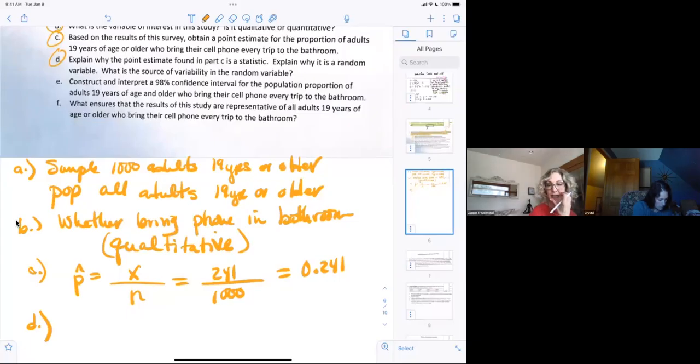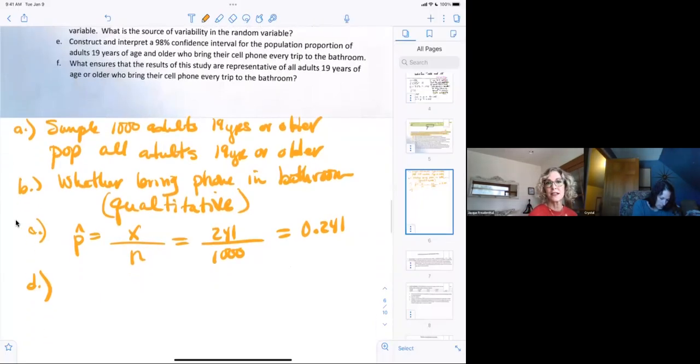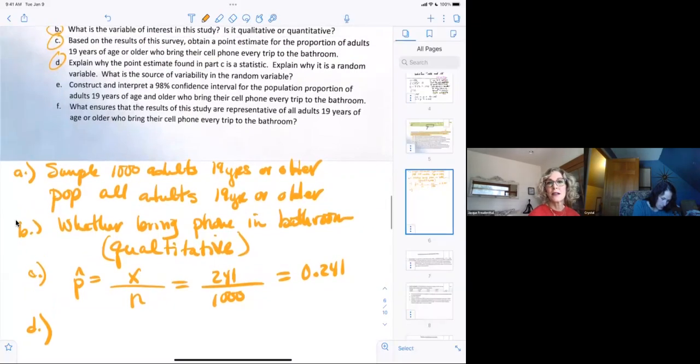Just because it may change on different samples. So if at a different time I took another 1,000, I might get 219, or I might get 276. Because you're randomly choosing a sample, the point estimate is going to vary. It may change on the individuals that are selected. And what is the source of variability in the random variable? The main source is just the people that are selected. The individuals that are selected make the answer vary, whether they bring the phone in the bathroom or not.